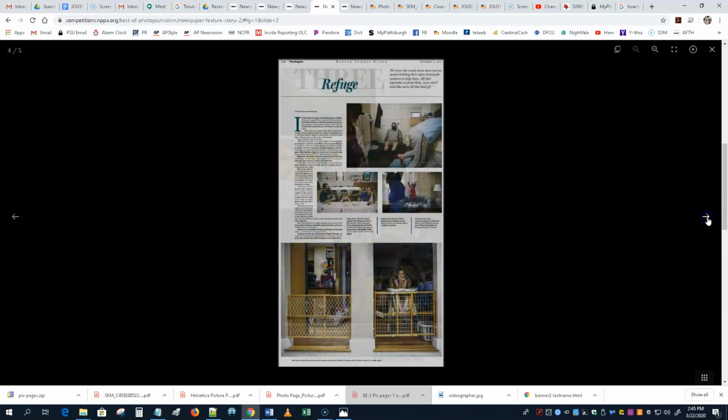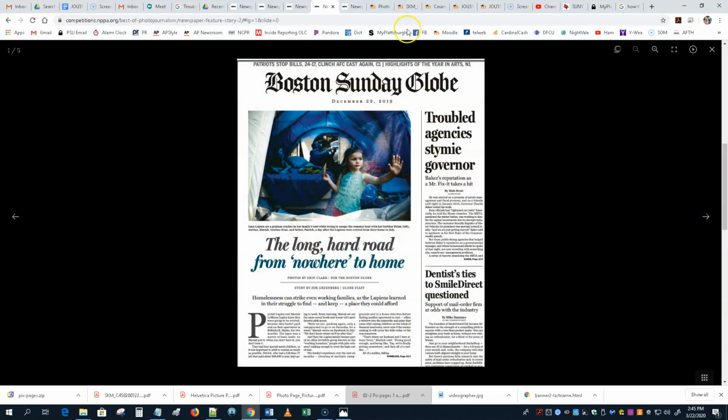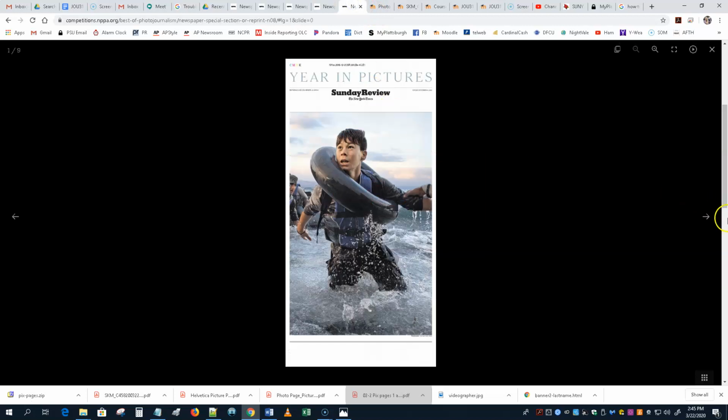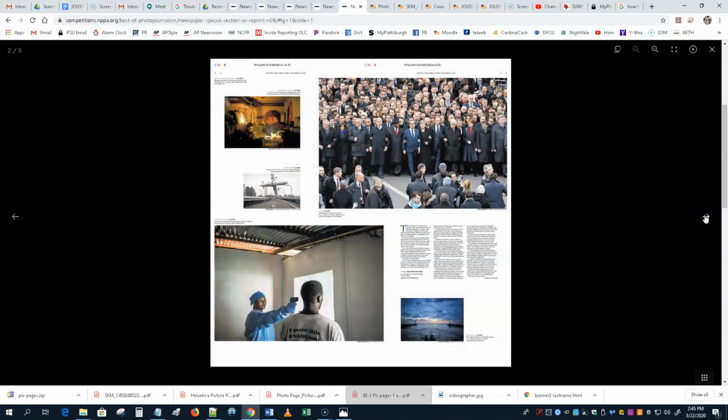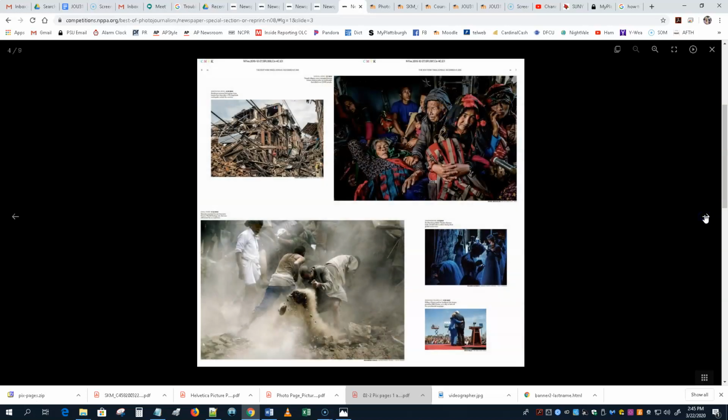This is evicted. More text here. This is more of a text story, but it's still interesting to look at the way the photos are played. And year in pictures. There's only 9 pages of this one. Again, these are double truck, or magazine shape. Some more controversial decisions made here. Enormous gutters on some of these.